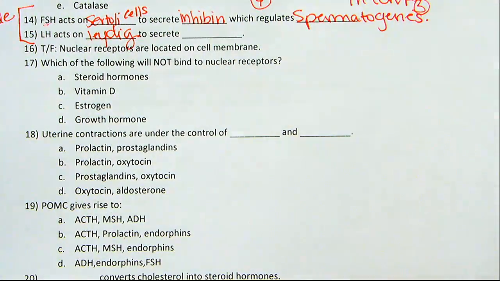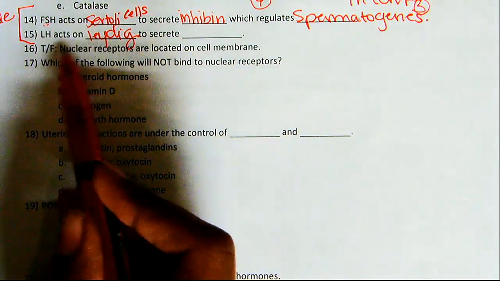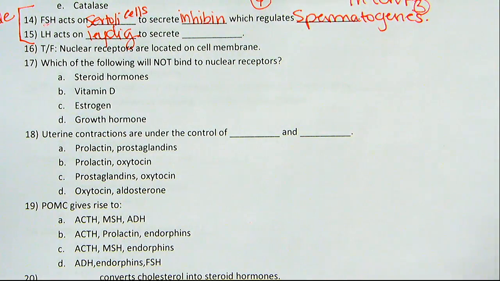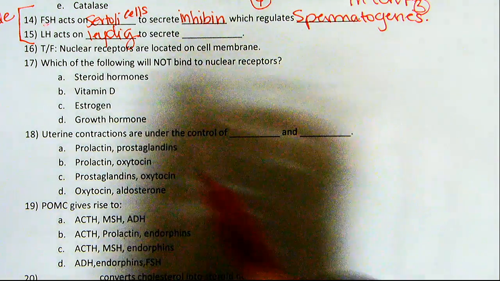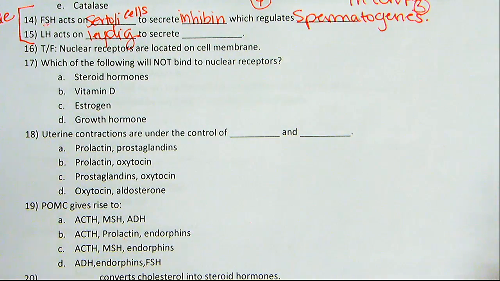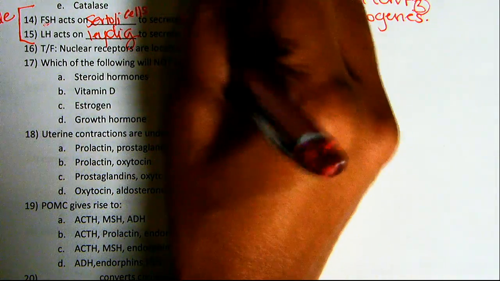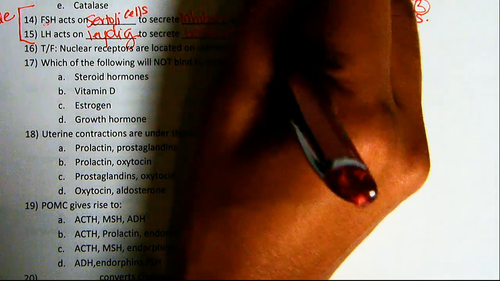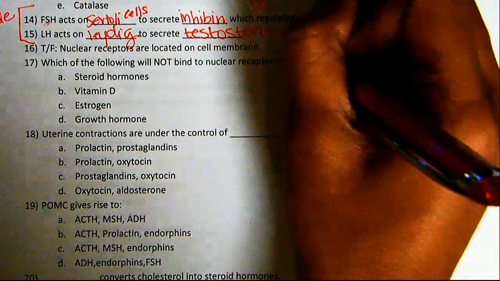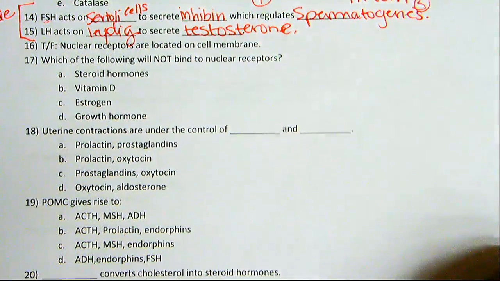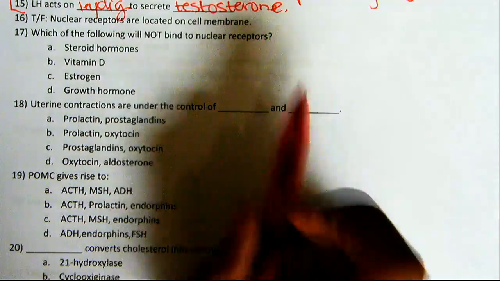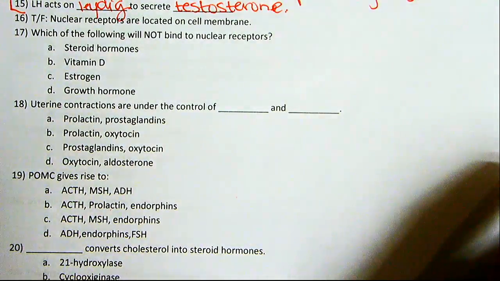The S in FSH is for Sertoli cells, and then LH. So LH acts on Leydig cells to secrete testosterone. This is also happening in the testes.